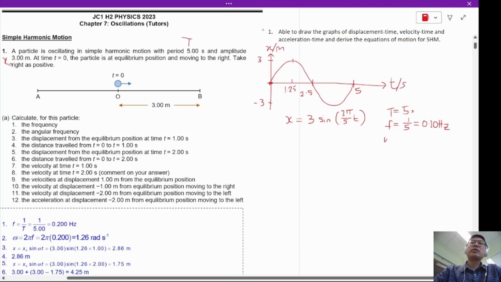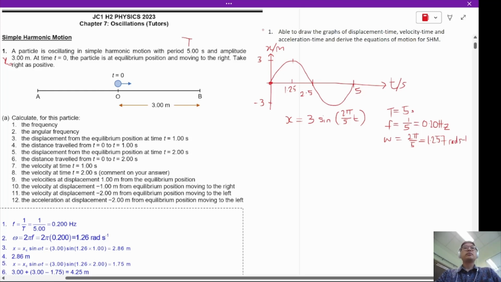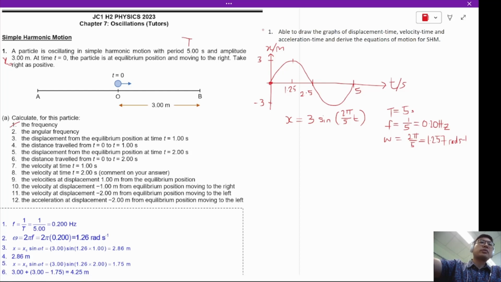And the angular frequency, straight away, we can also say is 2π divided by 5, which when we work it out using a calculator is 1.257 radians per second. So we have already answered the first question, the frequency, and number 2, the angular frequency, has also been answered. Now, let's take a look at what we can do next.